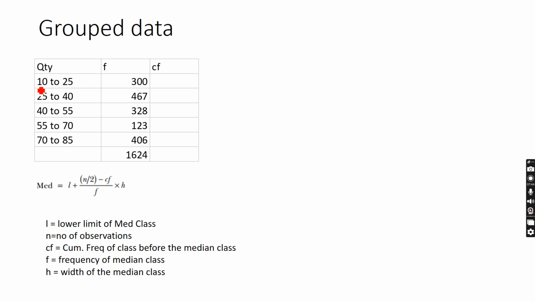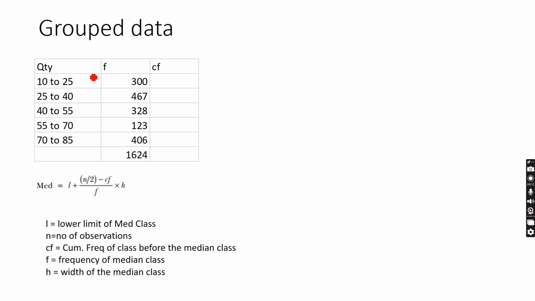If you remember in my previous videos, I mentioned in the class interval 10 to 25, 10 would correspond to the lower limit of the class interval and 25 would correspond to the upper limit. Specifically, if this describes quantity, it means that there are 300 items or quantities which correspond. It could be 11, 12, right up to 25. So this is an example of grouped data.